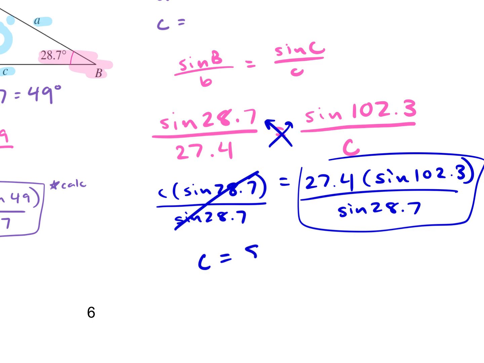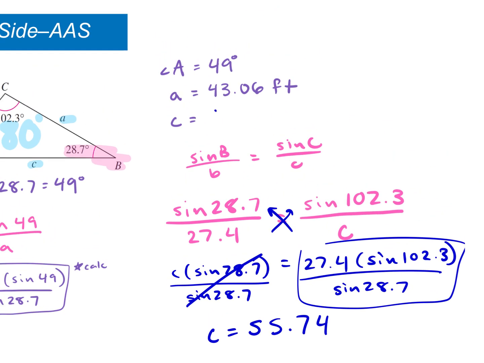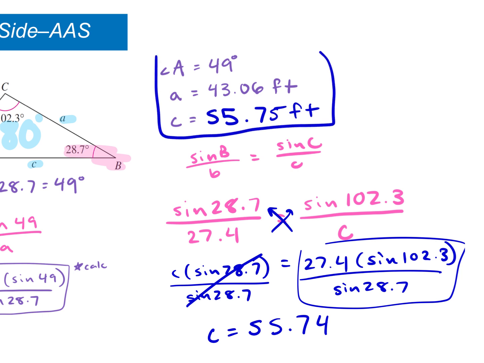So C is 55.74. 55.74 what? Feet. Actually, it should be 55.75 because it rounds up. It's 55.75 feet. So these were the 3 missing pieces of information that we needed to find. So every question is going to give you 3 things. We have to find the other 3. So it's not always going to give you 2 angles and a side. It could give you different things.